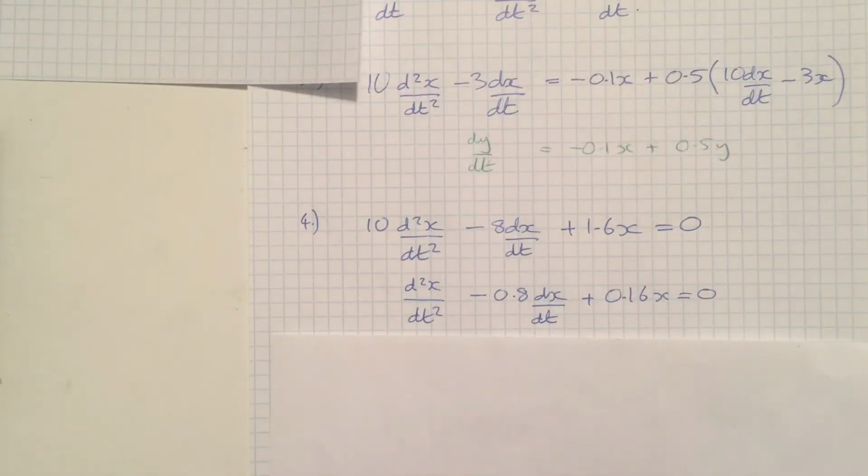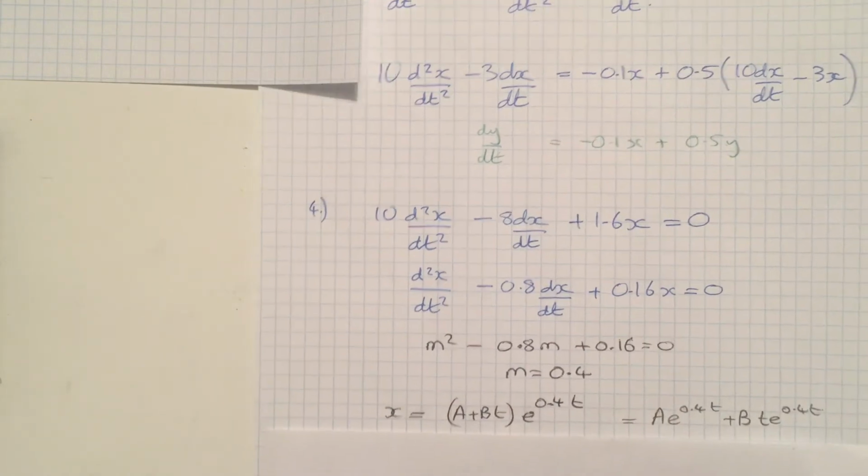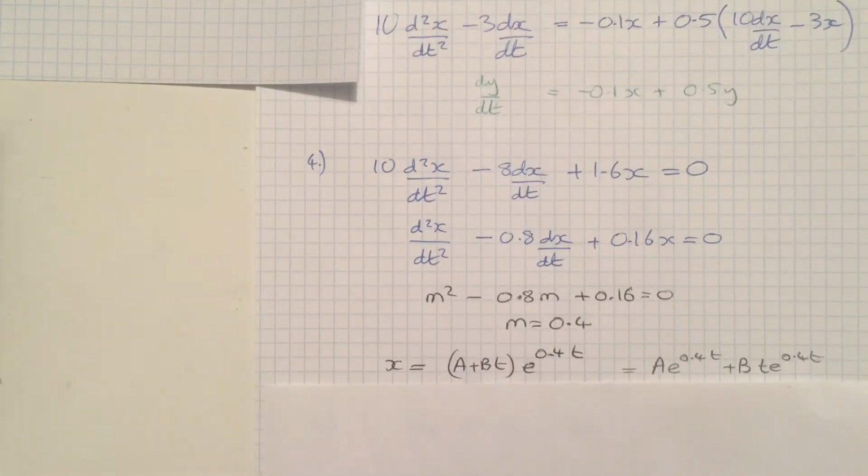Next, I'm going to solve this equation. So my auxiliary equation is this, and I find that that has only one solution, which is 0.4. So I can say that my complementary function, my general solution here is a plus bt times e to the 0.4t, which I could, if I wanted to, expand this out to just be like that.